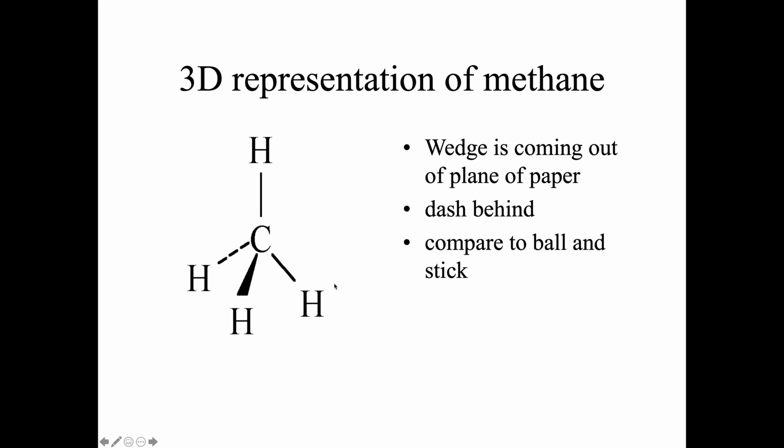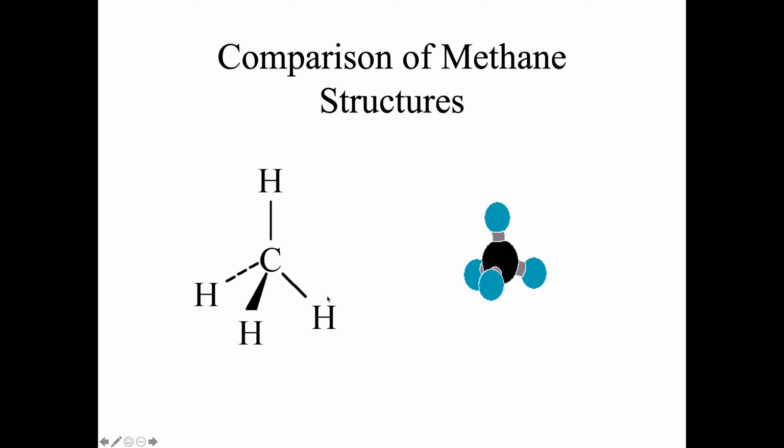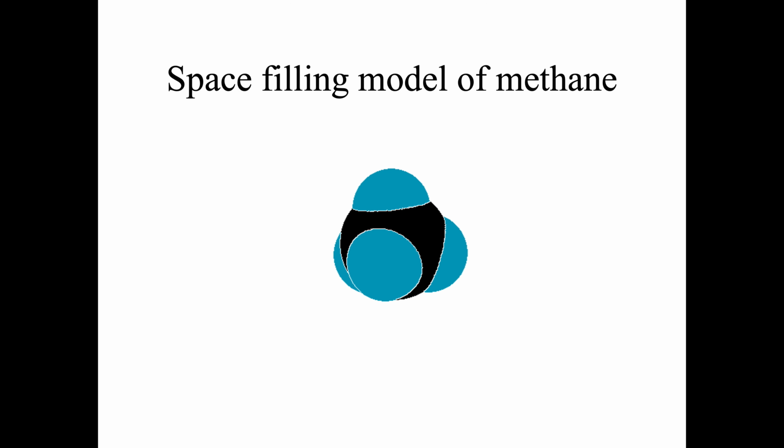And now, how do we draw this in a 2-dimensional medium like a piece of paper? So what we do is we put as much in the same plane as possible. The wedge means it's coming out at us, and the dashed line means it's going behind. So if we look side by side, you can kind of see it. In real life, it looks more like this.